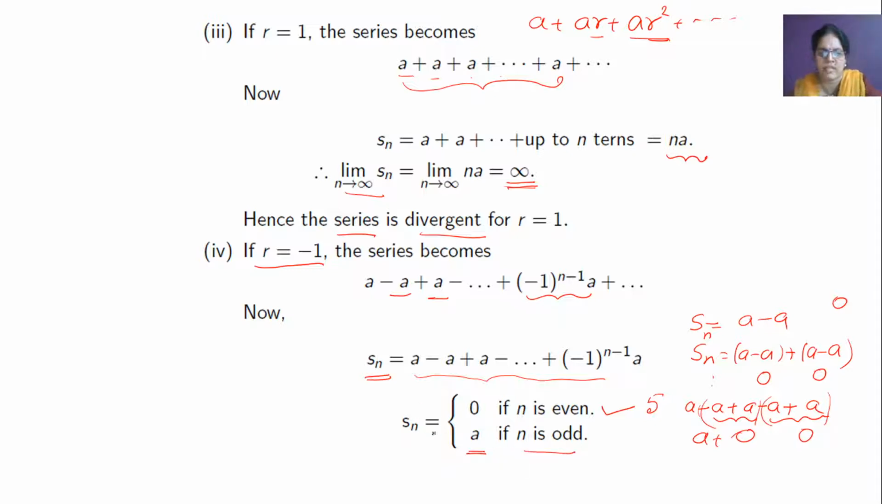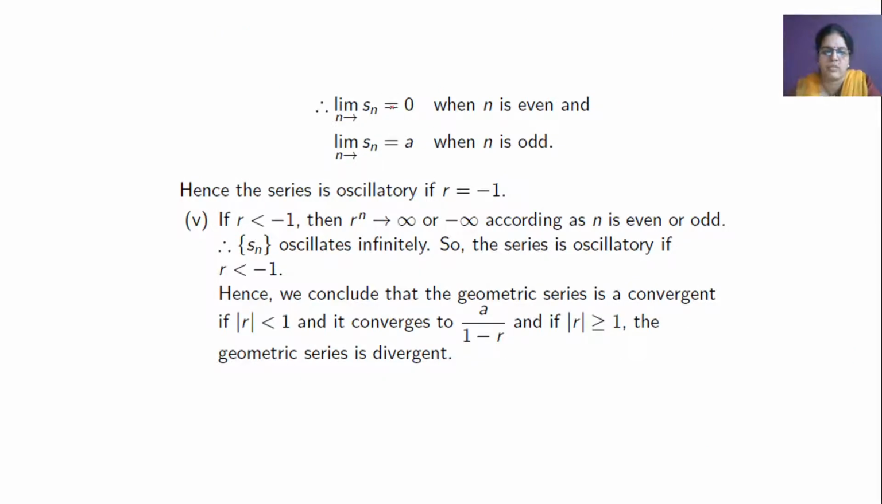So we can't say that Sn, the sequence of partial sums, converges to a finite limit. As n tends to infinity, the sum is either 0 or a. If n is even, it is 0. If n is odd, it is a. Therefore, the sequence of partial sums oscillates between the two limits 0 and a. Hence, the corresponding series, sigma a r power n minus 1 from 1 to infinity, also oscillates for r equal to minus 1.